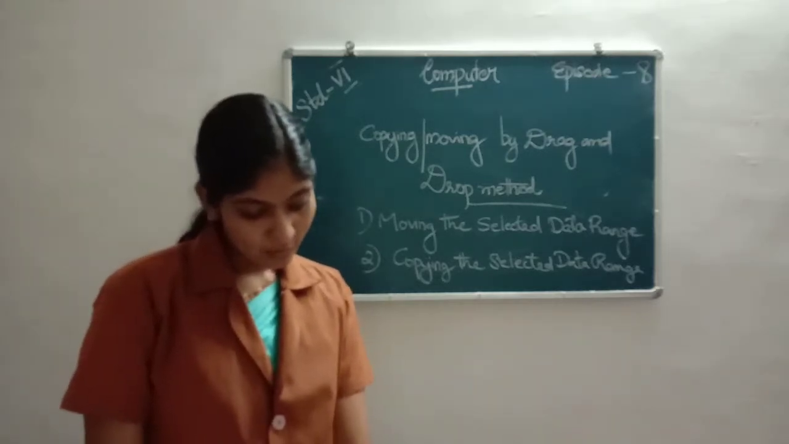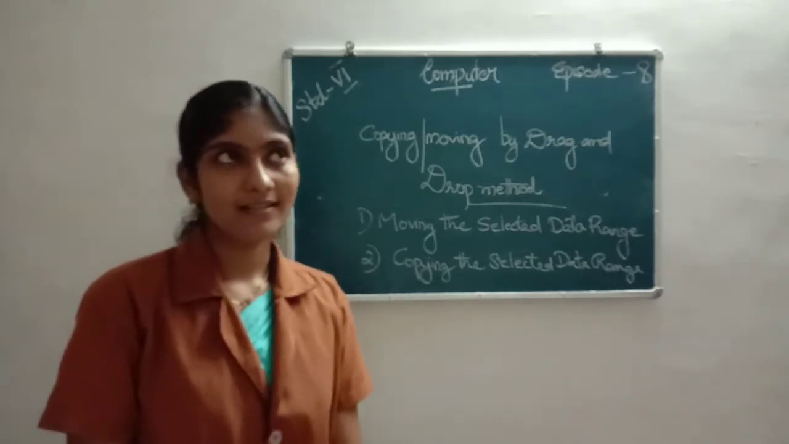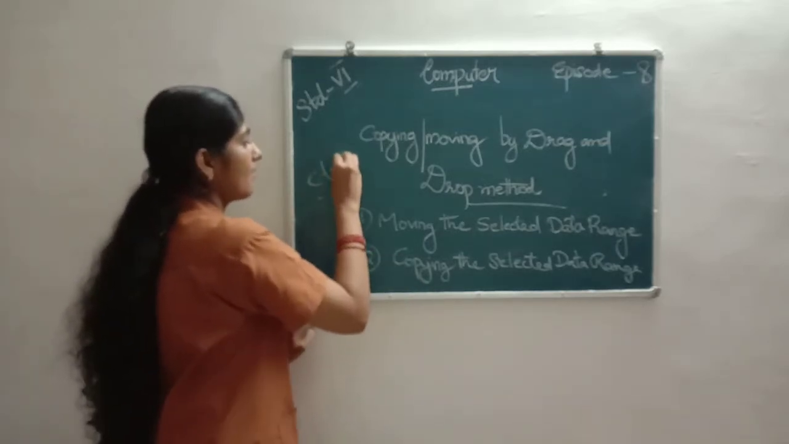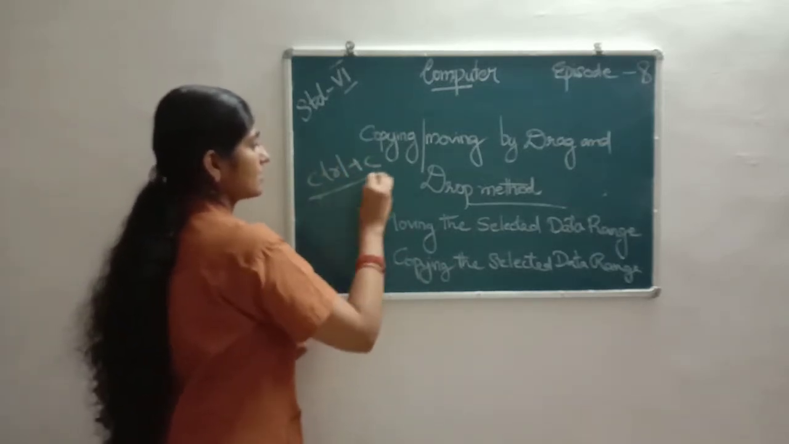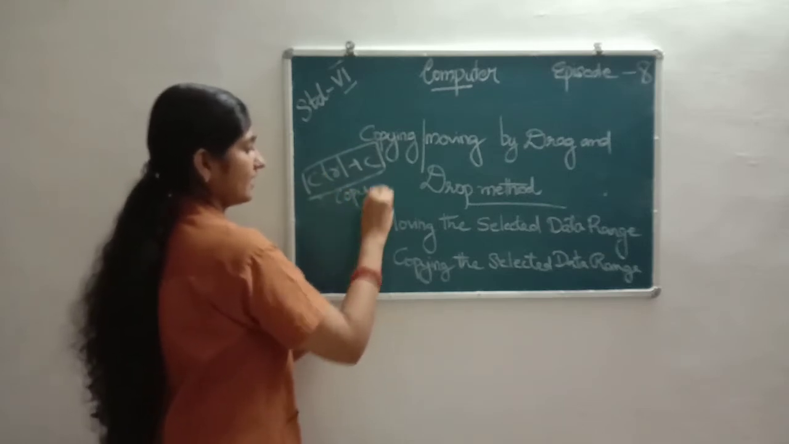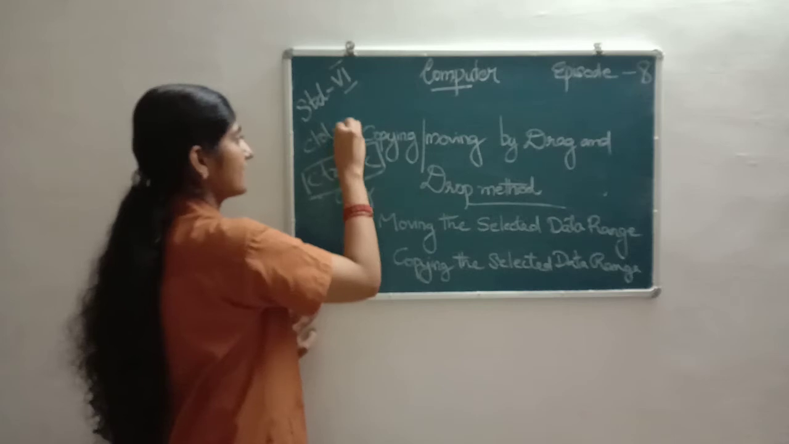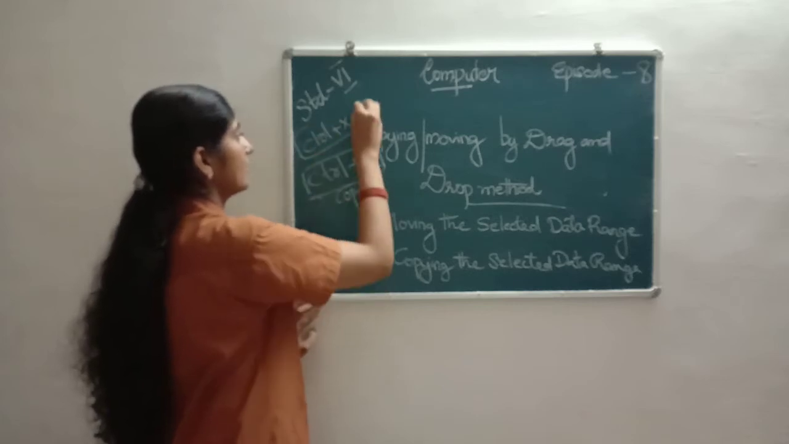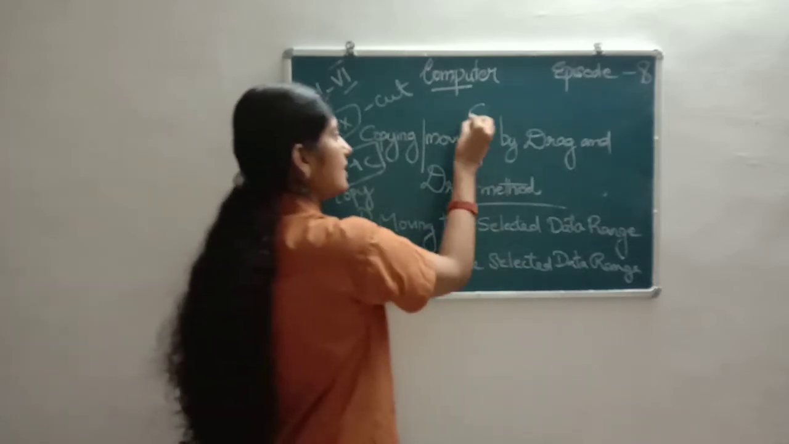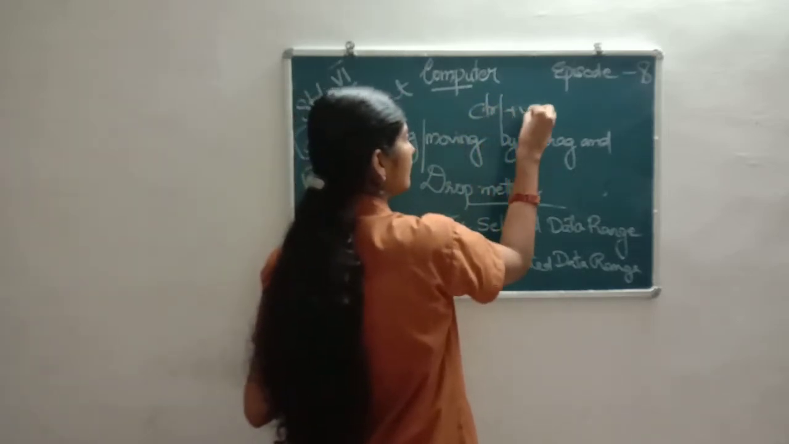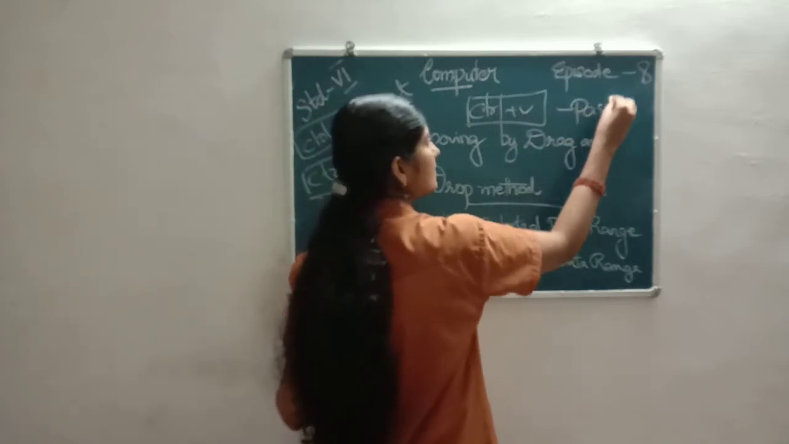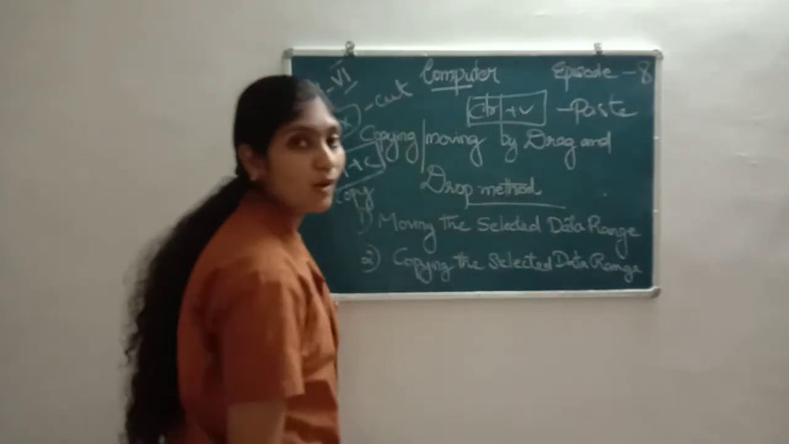Next way is copying the selected range. There is a shortcut key we know, Control plus C. So Control plus C for copy. Then Control plus X for cut. And Control plus V for paste. So we can simply do this by using shortcut keys.